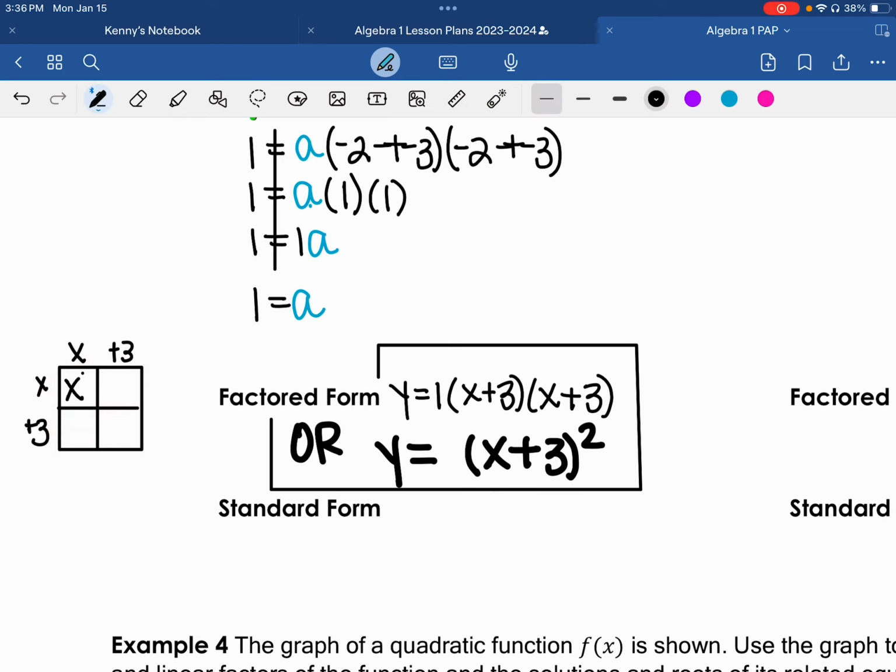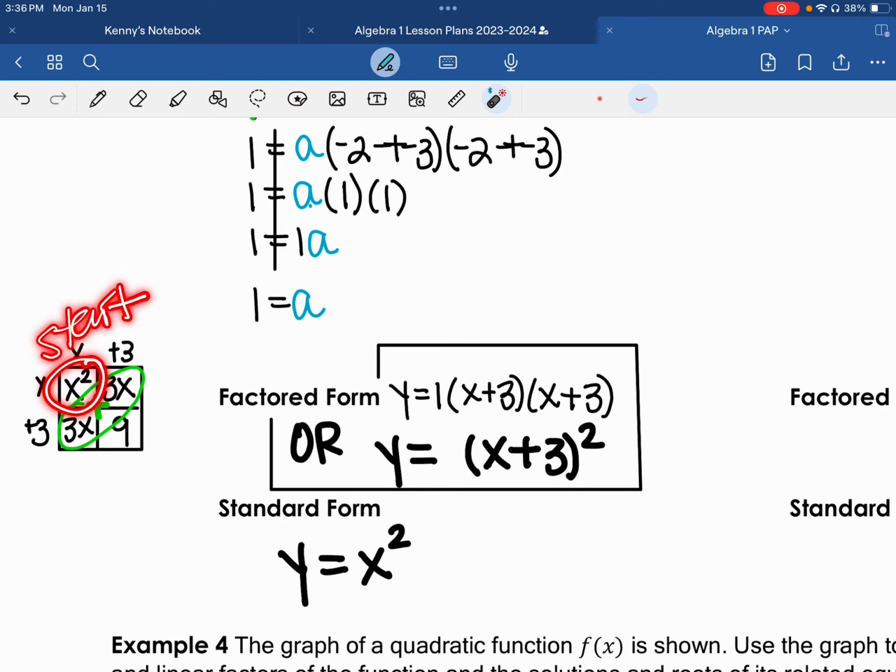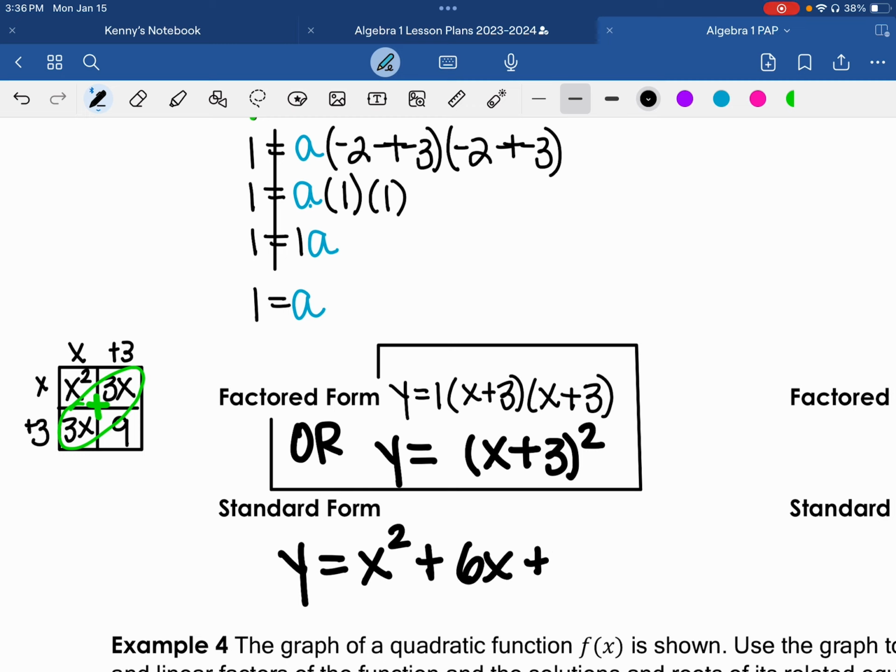So x times x is x squared, 3 times x is 3x, 3 times x is 3x, and 3 times 3 is 9. Remember, we always add these two together because that's what the box tells us to do. And I think that's it. There's a 1 in front, so I'm just going to write my form. Remember, I always start in the upper left corner, and I always end here at the lower right corner. So x squared, I'm going to take the 2 in green, and I'm going to add them together, 6x plus 9 because it is positive.